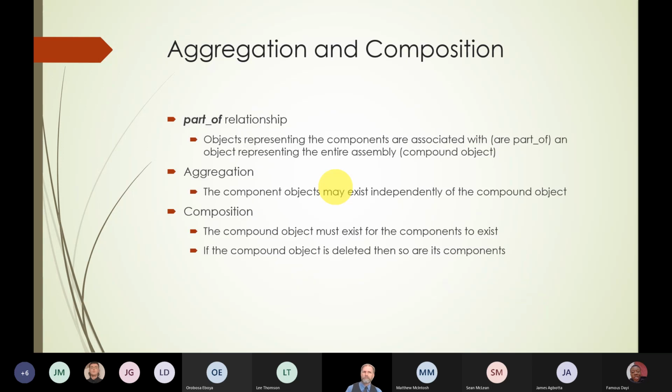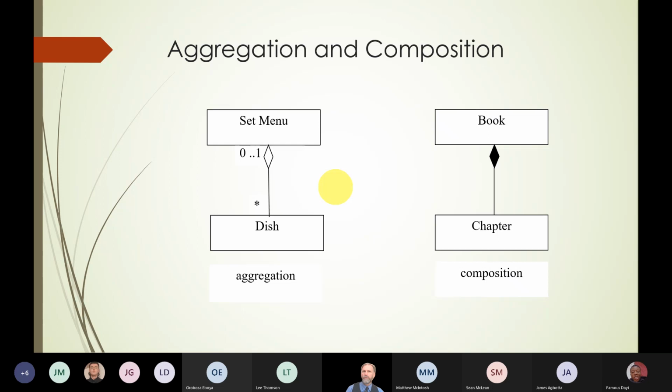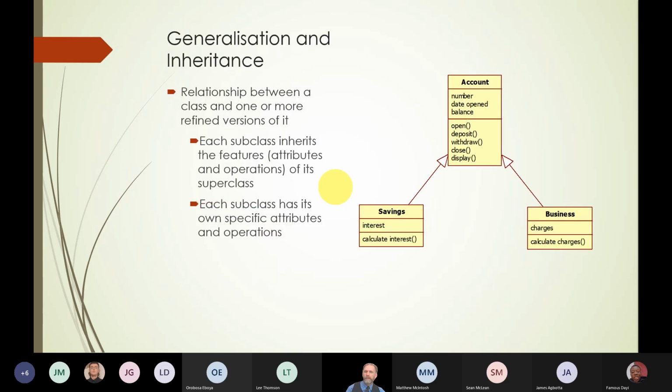Composition, on the other hand, says, well, if you don't have the whole thing, you don't have the bits. If you don't have a book, how can you have a chapter? A chapter doesn't exist on its own. A chapter only exists as a part of a book. Okay? So watch out for those when you're creating these diagrams. We can also do what we've done before and start to use generalization and use inheritance, the same way as we did with our use cases.